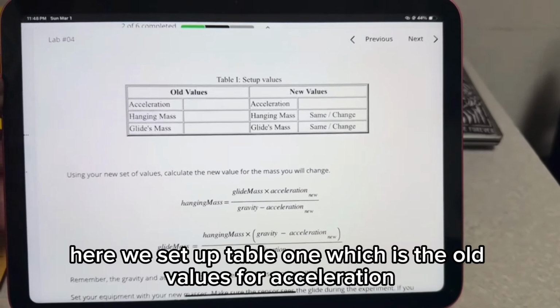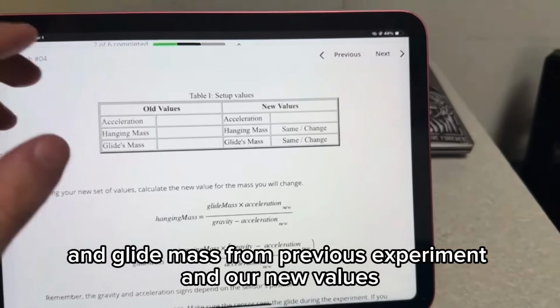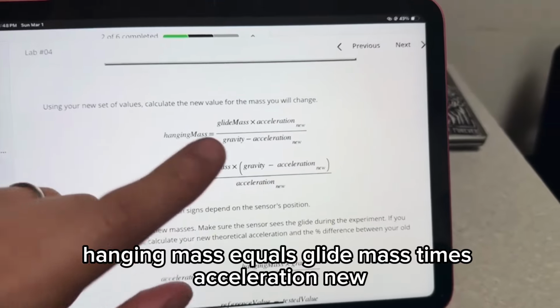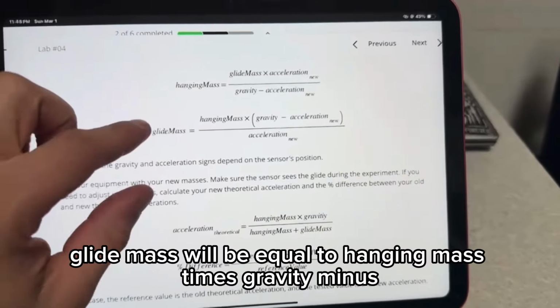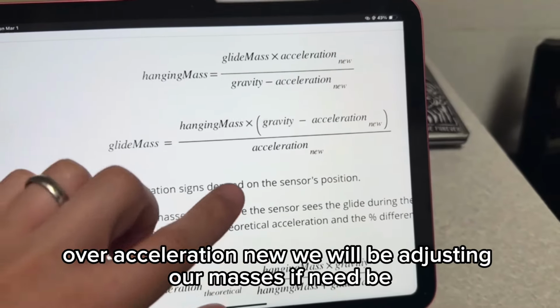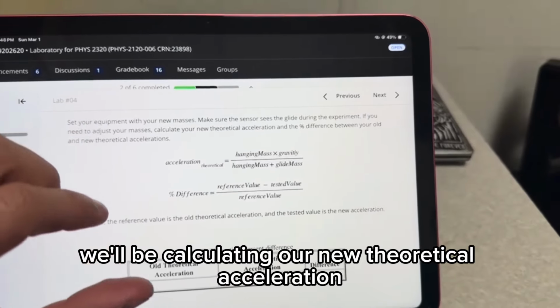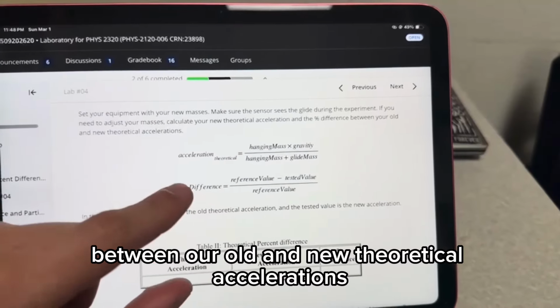Here we set up Table 1, which has the old values for acceleration, hanging mass, and glider mass from the previous experiment, and our new values. Our equations are: hanging mass equals glider mass times new acceleration over gravity minus new acceleration. Glider mass equals hanging mass times gravity minus new acceleration over new acceleration. We will be adjusting our masses if need be. We'll be calculating our new theoretical acceleration and the percent difference between our old and new theoretical accelerations.